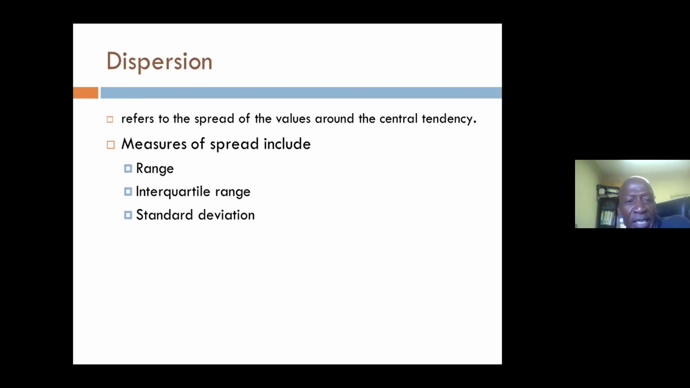So we have the range, the interquartile range, and standard deviation as measures of variation. Measures of variation tell us the amount of spread in a given data set. If there is no spread, that means all the observations appear with the same measure, and once that happens, we know we are dealing with a constant.